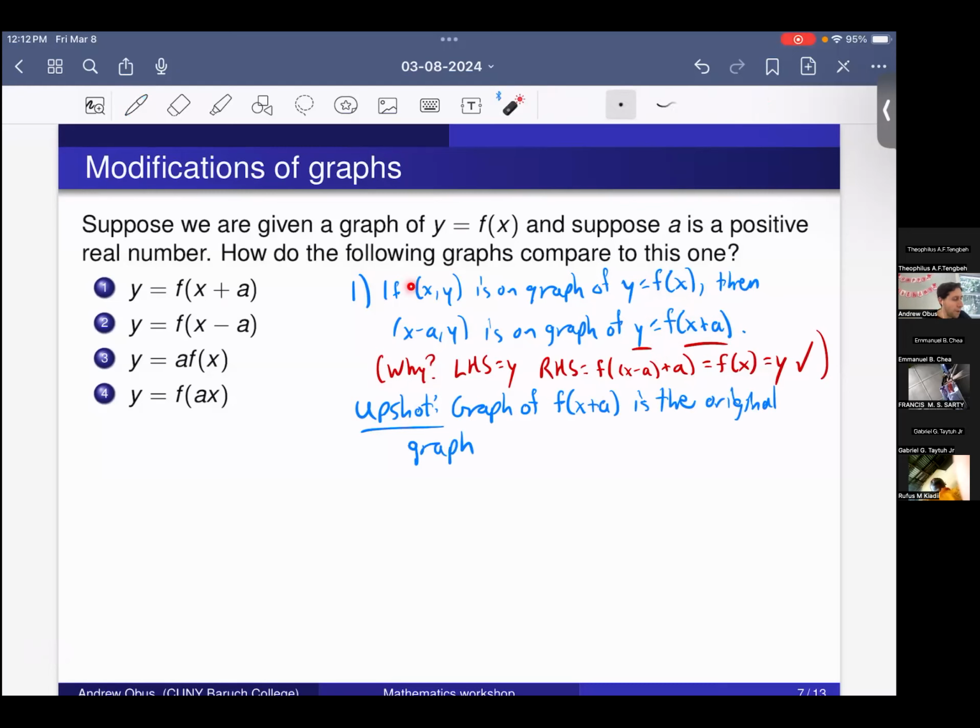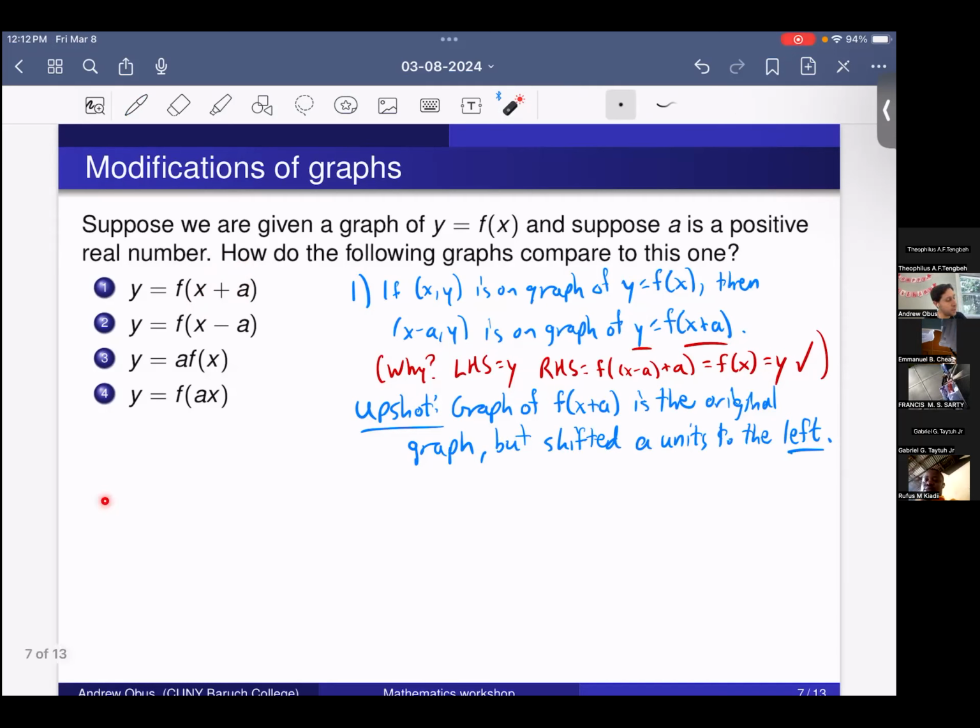All right, so the original graph has points xy; the new graph has all the same points except you subtract a from the x coordinate. So that's the same thing as shifting the graph to the left by a. So the graph of f of x plus a is the original graph, but shifted a units to the left. Okay. So if you add a to the argument of x, then it in fact shifts the graph to the left.